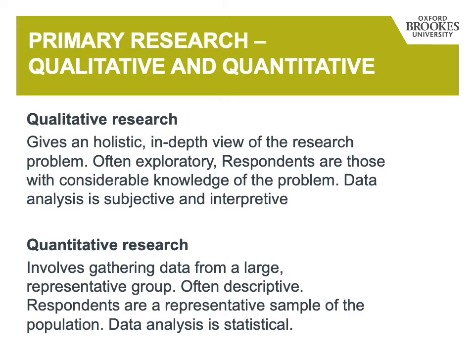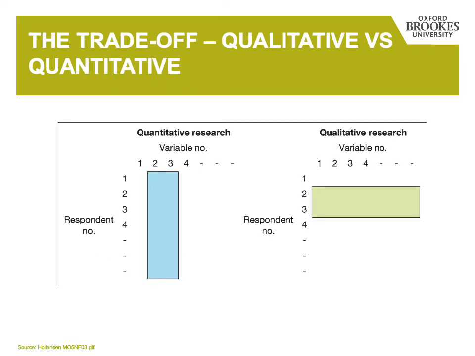Primary research: qualitative and quantitative research. Qualitative research gives a holistic, in-depth view of the research problem, often exploratory. Respondents are those with considerable knowledge of the problem. Data analysis is subjective and interpretive. Quantitative research involves gathering data from a large representative group, often descriptive. Respondents are a representative sample of the population. Data analysis is statistical. This diagram illustrates the trade-off between qualitative and quantitative research.